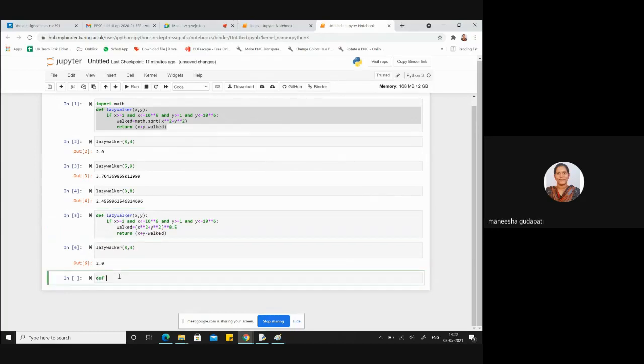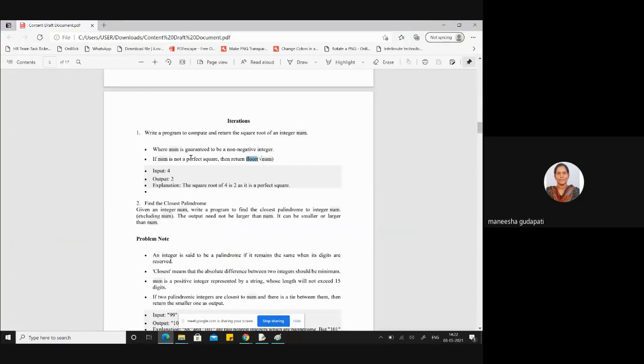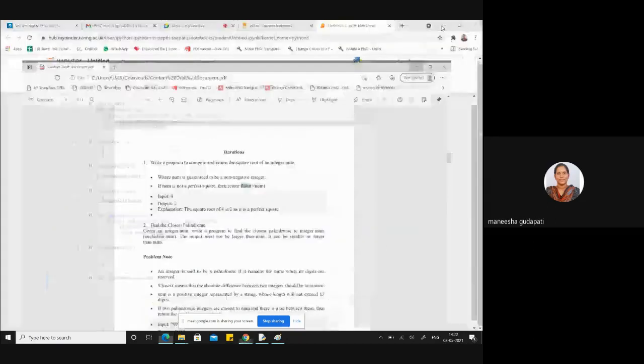Define perfect square. So you have to input one number. Next, what is the first condition that you have to check? You have to check that the number should be a non-negative integer.